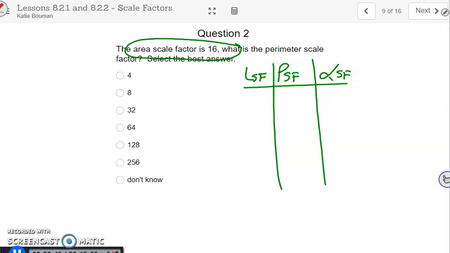In the second question, the area scale factor is 16, and they're asking for the perimeter scale factor. So to get the area scale factor of 16, that means the number we would be multiplying to itself would be 4. So the linear scale factor and the perimeter scale factor in both cases is 4.